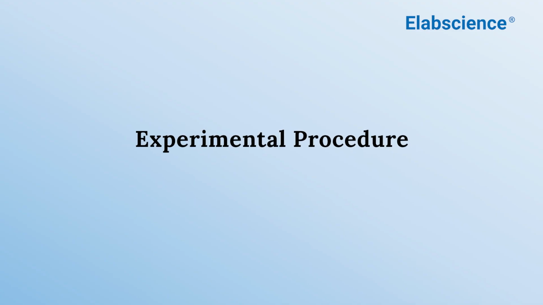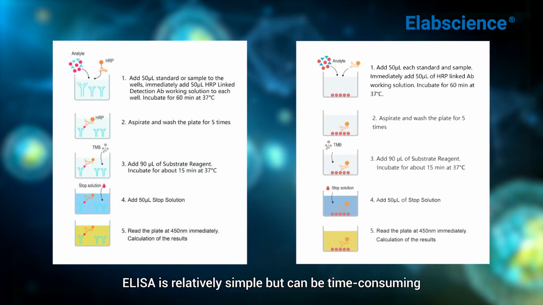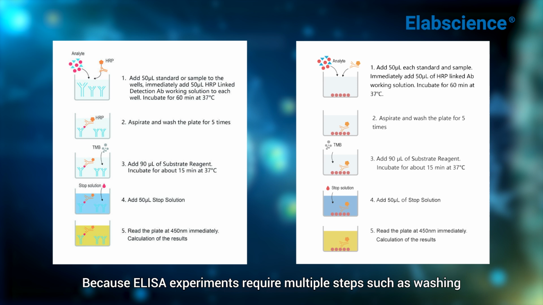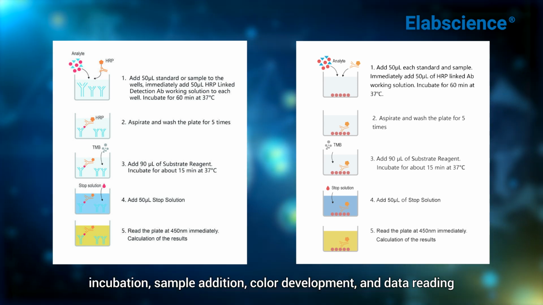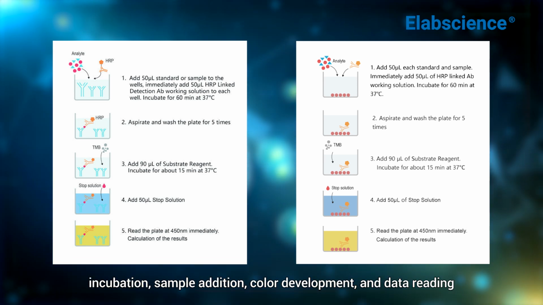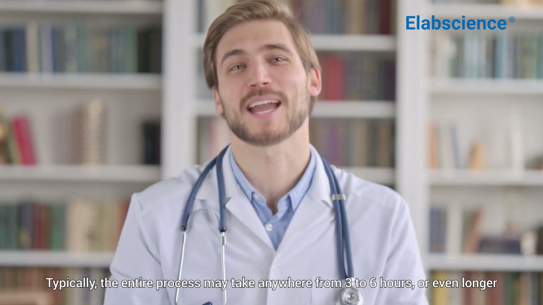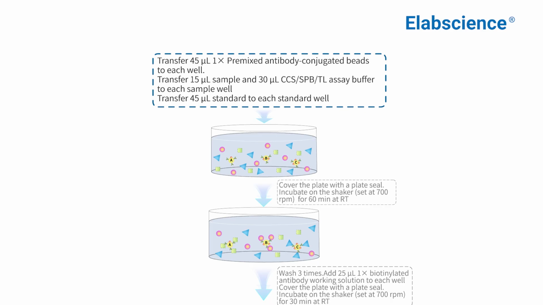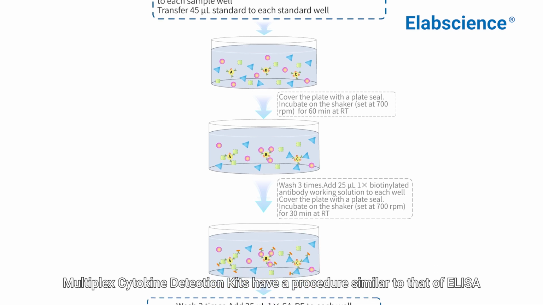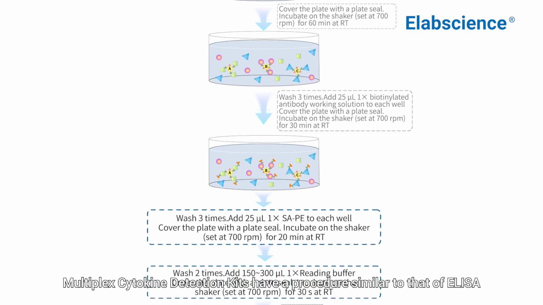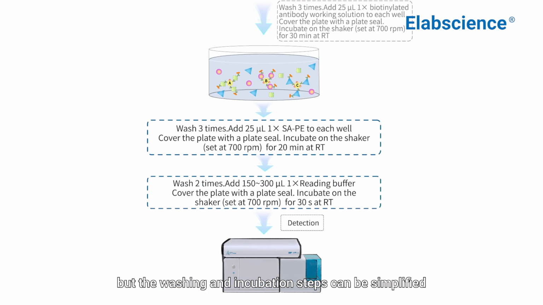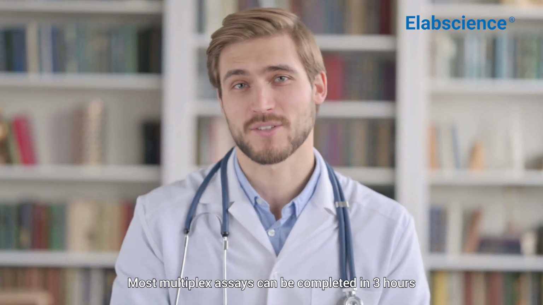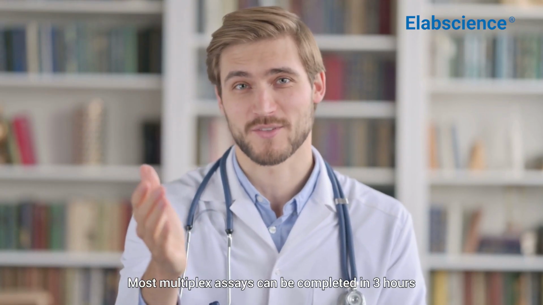Experimental procedure. ELISA is relatively simple but can be time-consuming. Because ELISA experiments require multiple steps such as washing, incubation, sample addition, color development, and data reading. Typically, the entire process may take anywhere from 3 to 6 hours, or even longer. Multiplex cytokine detection kits have a procedure similar to that of ELISA, but the washing and incubation steps can be simplified, significantly reducing the total experiment time. Most multiplex assays can be completed in 3 hours.